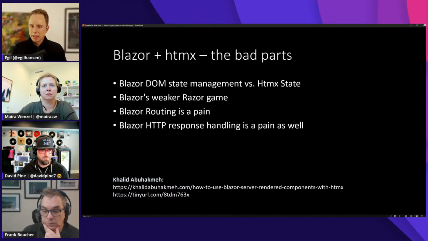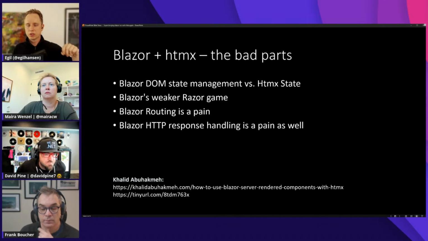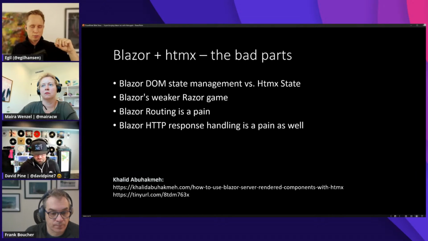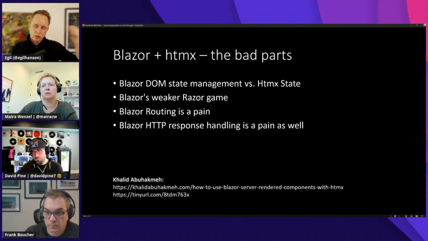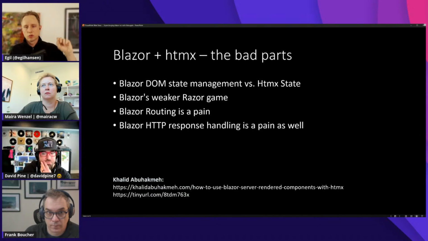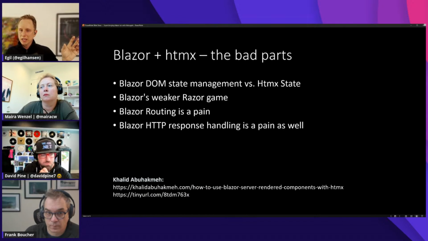There's a new way of doing that in .NET 8 through Minimal API, but you basically have to do the routing yourself. Another thing that's big in HTMX is that it leverages HTTP response codes and headers. You as the server developer leverage those, so you're able to control what HTMX does with the markup you return. And Blazor is quite unaware of anything.